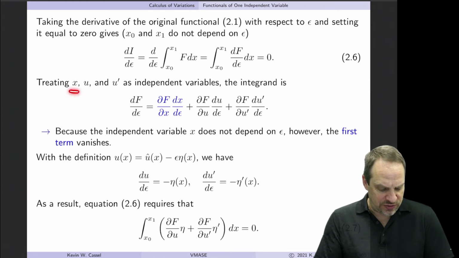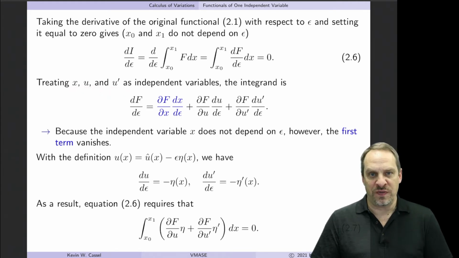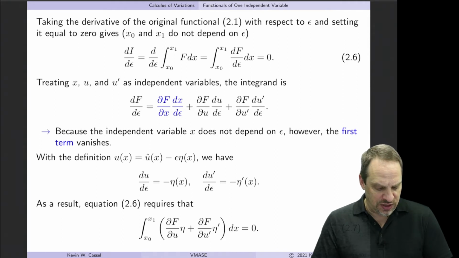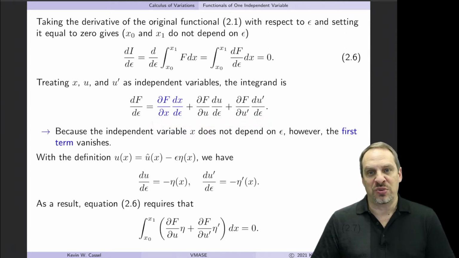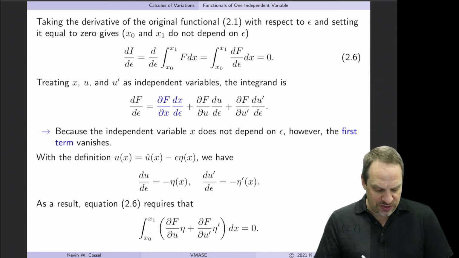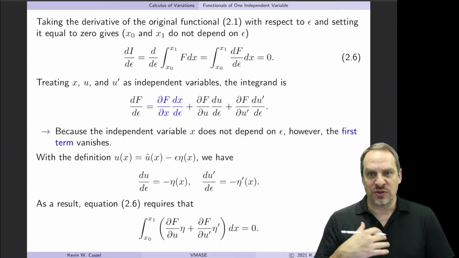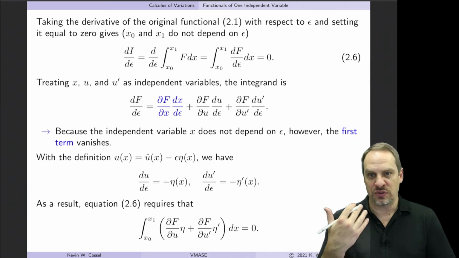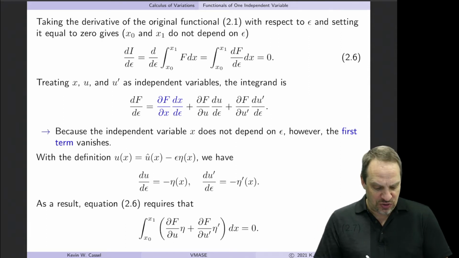Now if we look at x, u, and u prime as being our independent variables at this stage, then taking dF d epsilon will give us 3 terms, one for each of those. So we'll have partial F partial x times dx d epsilon plus partial F partial u times du d epsilon and partial F partial u prime times du prime d epsilon. Now x here really is our independent variable, and so it doesn't change as we move from one function to another, signified by the epsilon. So dx d epsilon actually vanishes, and so this term is gone. So then dF d epsilon is equal to these 2 terms.